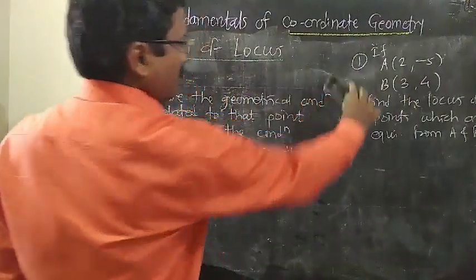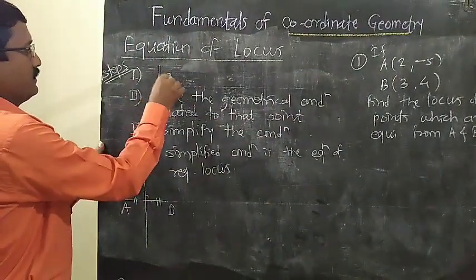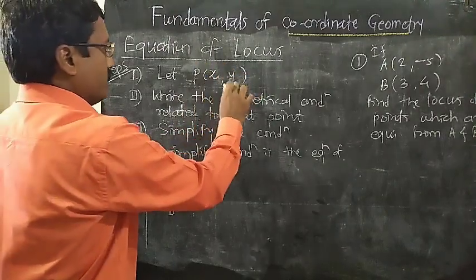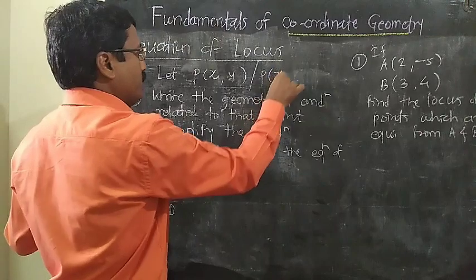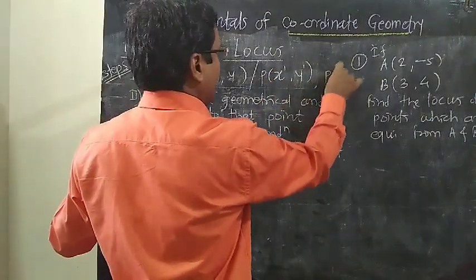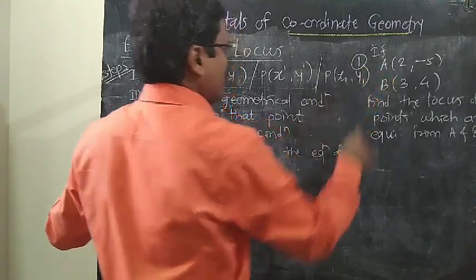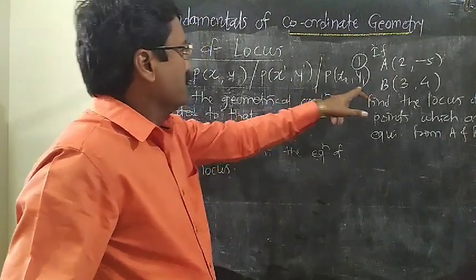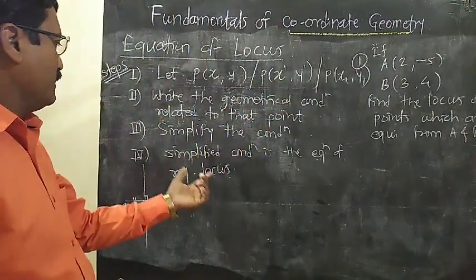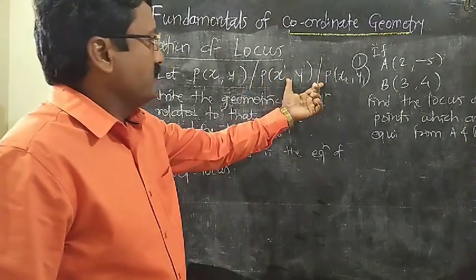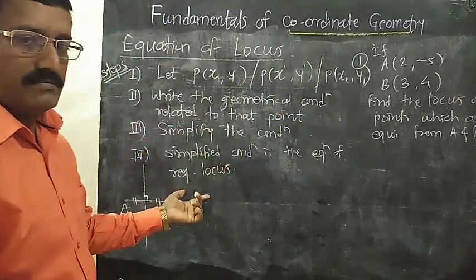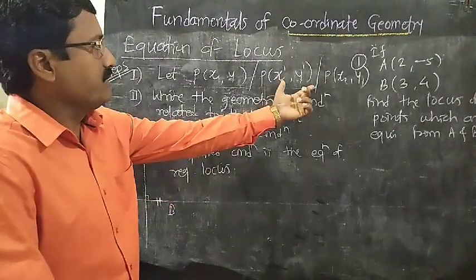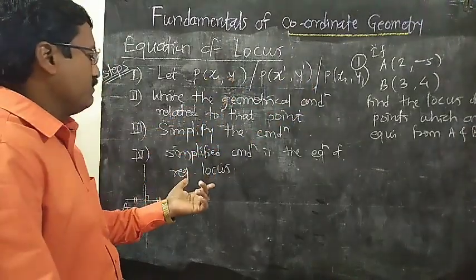So we will take here, let P, you can take xy or P x dash y dash or P x1 y1. You can take any points like this. If you take x dash y dash and x1 y1 and simplify the condition, then in the last step, just replace this x dash y dash and x1 y1 by xy. Then that will be the fourth step: the simplified condition is the required locus. So this simplified condition converted into any points xy will be the required locus.